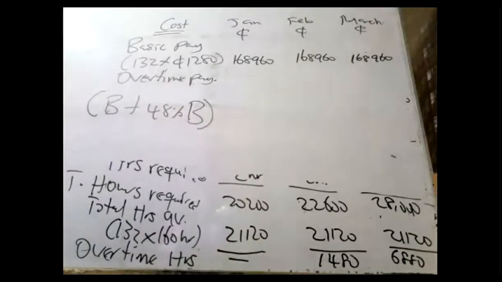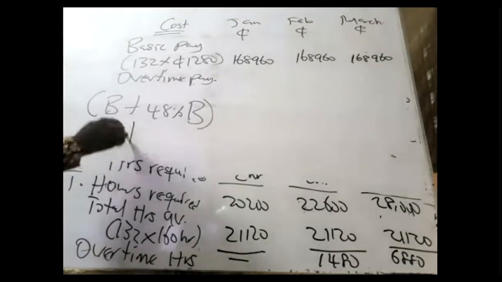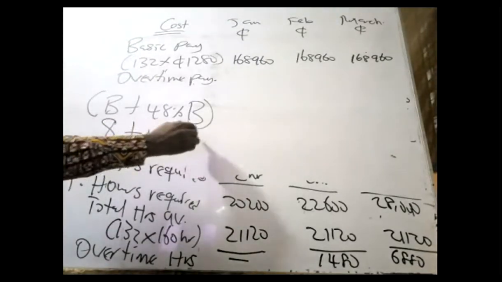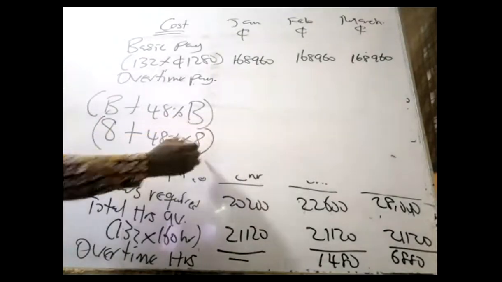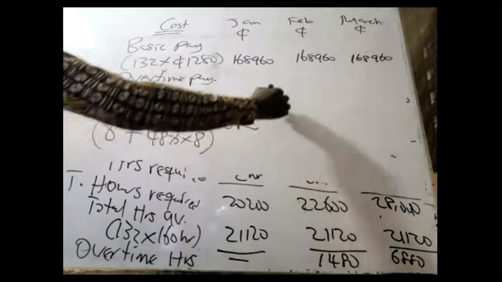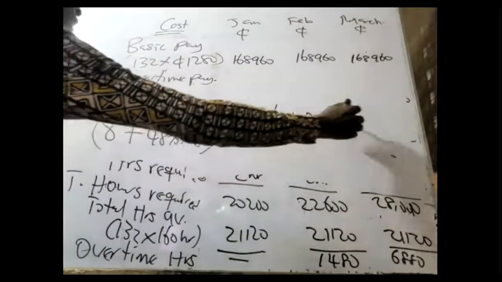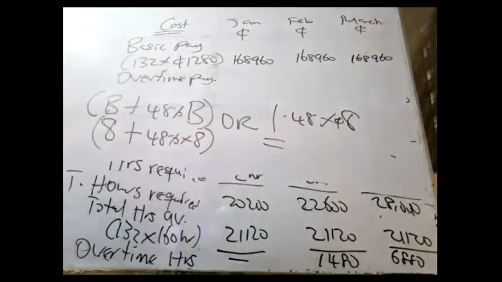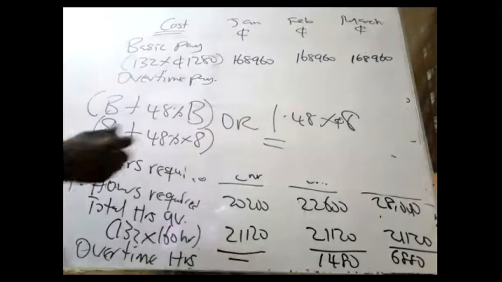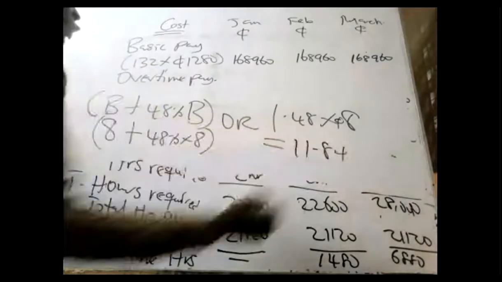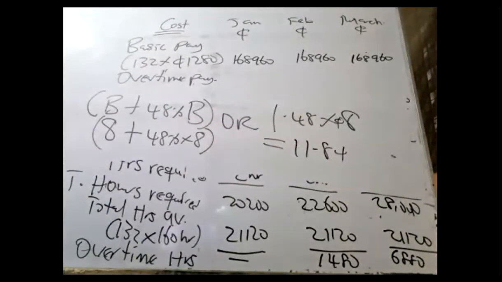We know the basic pay to be 8 Ghana cedis. So basic pay is 8 cedis plus 48% of 8 cedis. Put these two together, what do you get? Or it is equal to 1.48 times 8 cedis to give you the same answer. Any of them is fine. The answer is 11.84. So any overtime hour needs to be valued at 11.84.